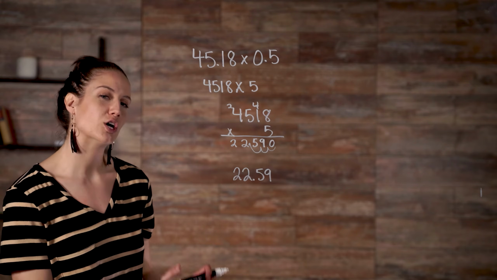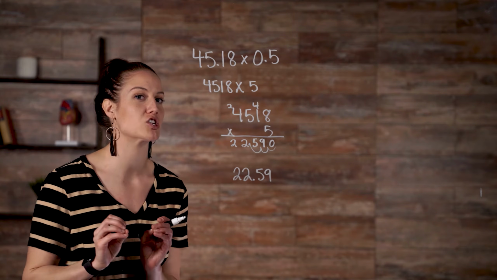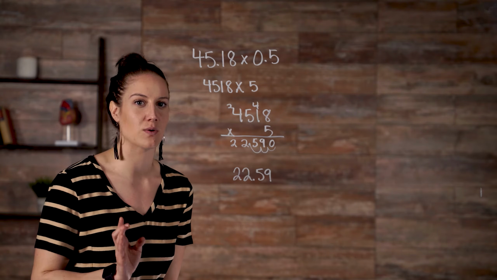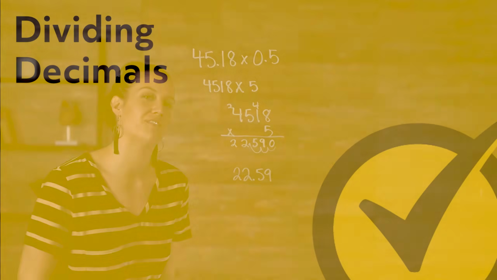So that's our look at multiplying decimals. As you can see, the concept seems much harder than it actually is. If you understand place value and how to move the decimals in the right place, you'll do just fine.